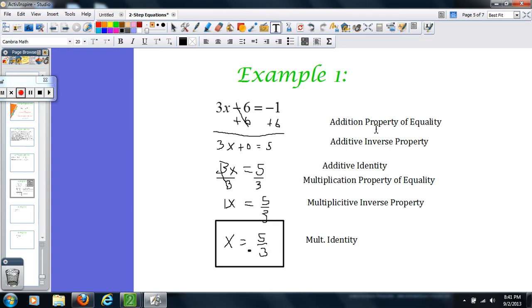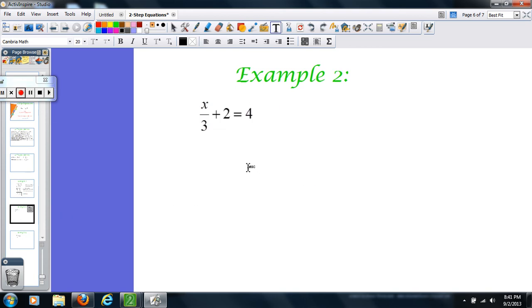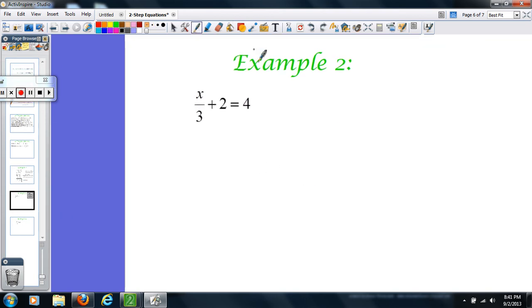And if you notice, we actually just combined the two together from when we did the one-step equations. The properties applicable to addition and subtraction, and the properties applicable to multiplication and division, we just combined, and you end up using both. When we get to example number 3, it's going to be the same process.